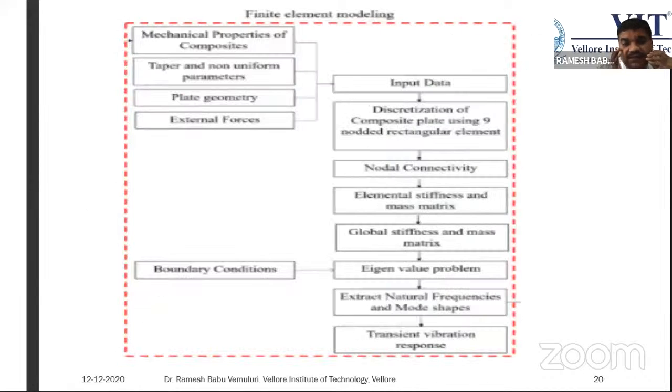This one is a discretization of the plate. Now he took a 9-noded rectangular element. Then nodal connectivity, then the elemental stiffness and the elemental mass matrix. Then global stiffness and mass matrix. Eigenvalue problem, to extract the natural frequencies and the mode shapes. Then transient variation.